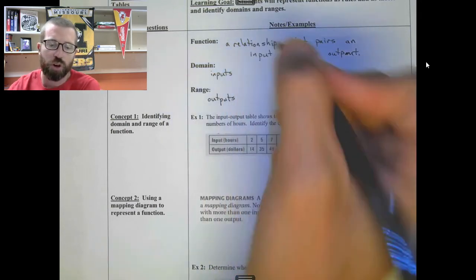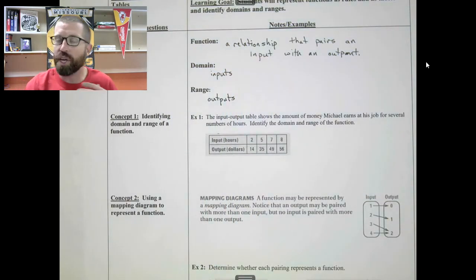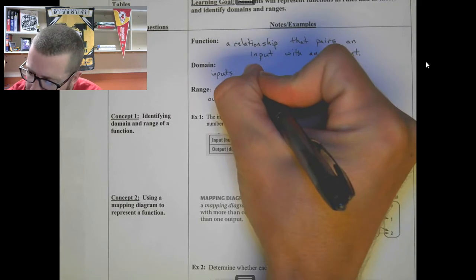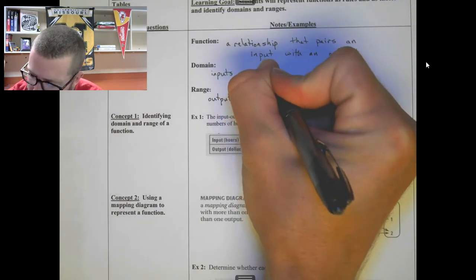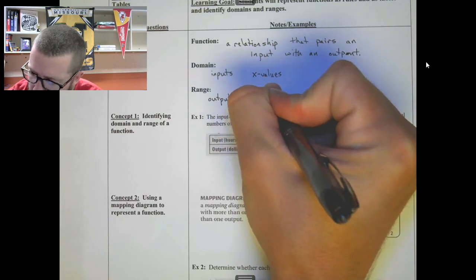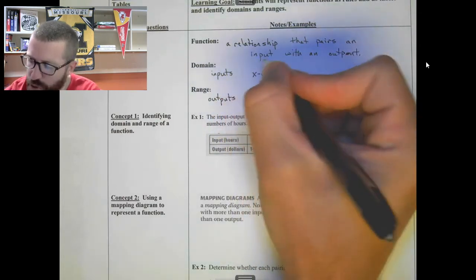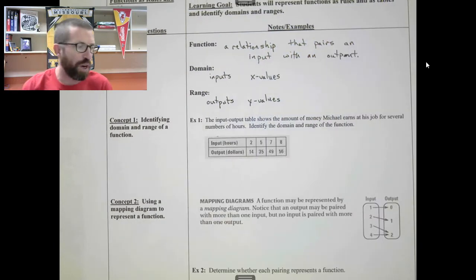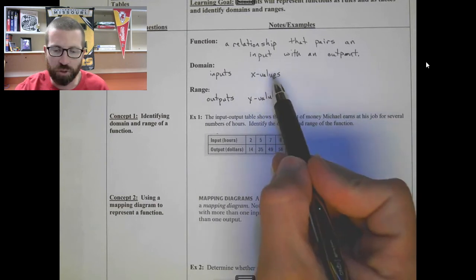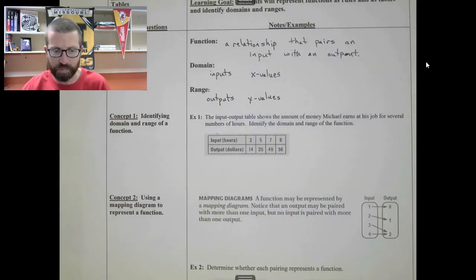So the inputs are all the possible values that will go into the function. The outputs are all the possible values that will come out of the function. A lot of times in math, the domain is the x values, and the range is this idea of y values. So we have inputs, outputs, x values, y values, and then we'll also call them independent variables and then dependent variables.